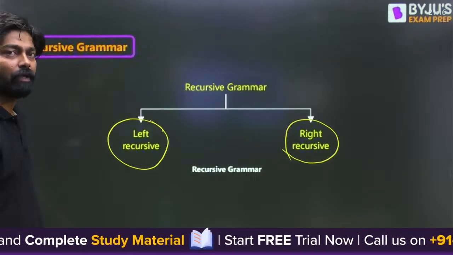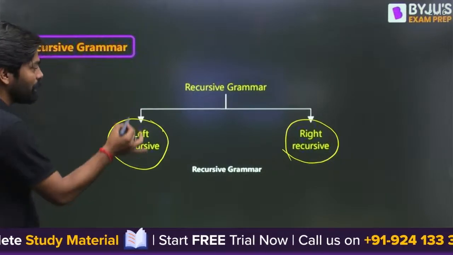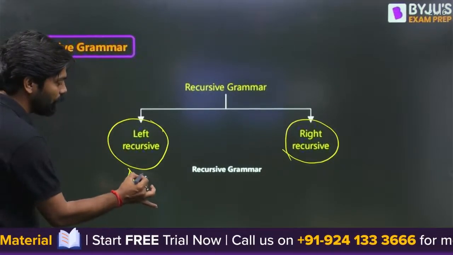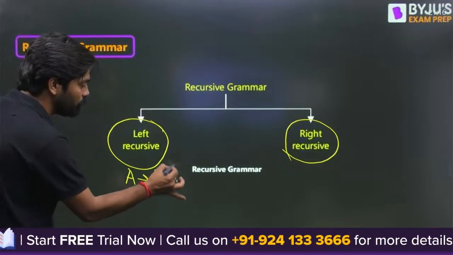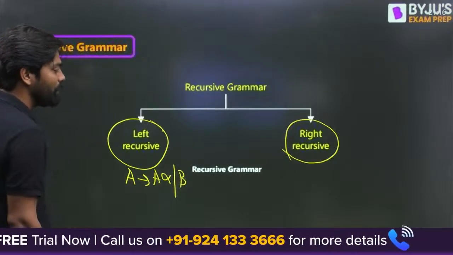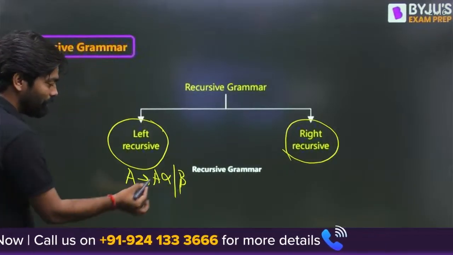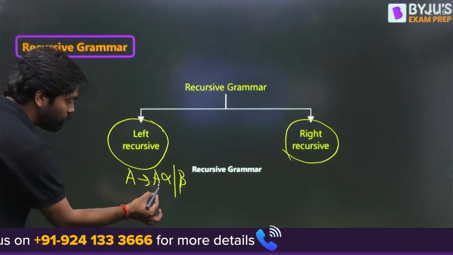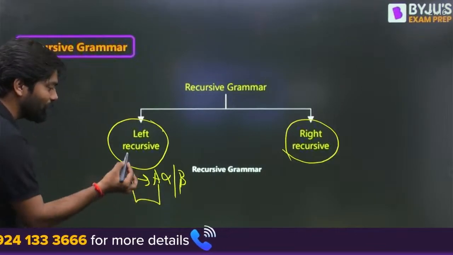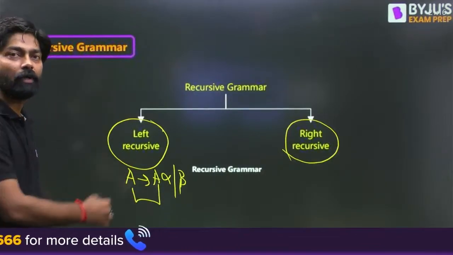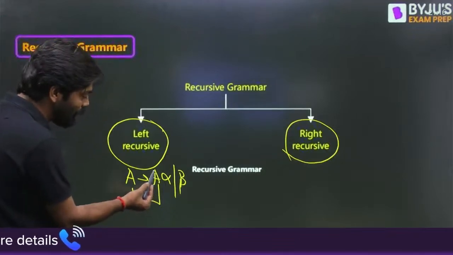What is the meaning of left recursive grammar? See clearly here, I'm writing: A goes to A alpha | beta. So my dear friend, A alpha | beta. See clearly, in the right hand side, if the leftmost variable is the same, it is nothing but left recursion. See, in the right hand side, see the leftmost variable.